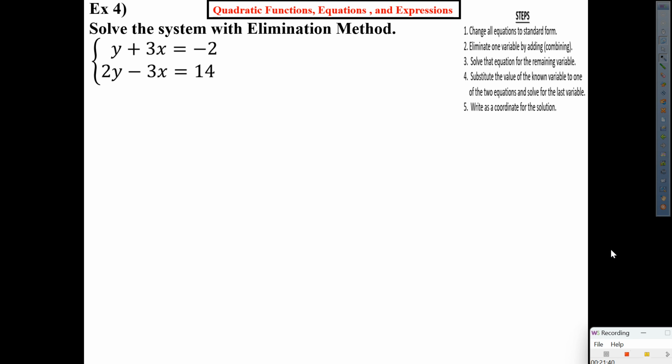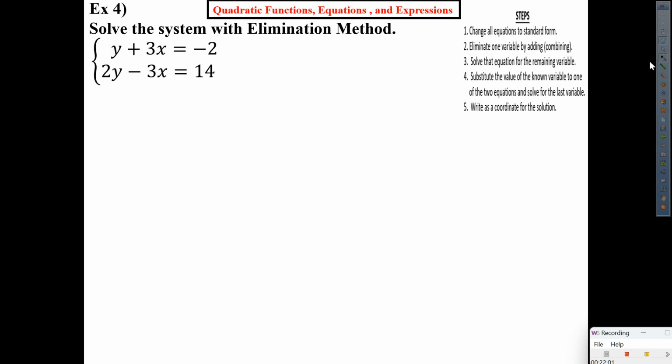Number 4, solve the system by elimination method. y plus 3x equals negative 2, and 2y minus 3x equals 14. What do you guys notice on that one, everyone? They're already in what? Standard form. So you got 30 seconds to solve that one. Go.